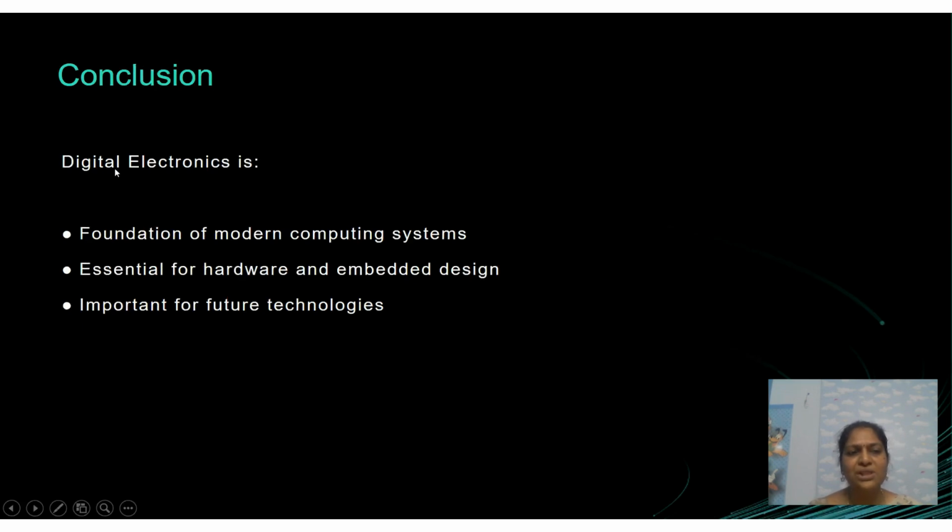Finally, the conclusion is that digital electronics is the foundation for modern computing systems, essential for hardware and embedded design, and it is important for future technologies. Without digital electronics, there is no VLSI, whatever we are calling nowadays, VLSI.